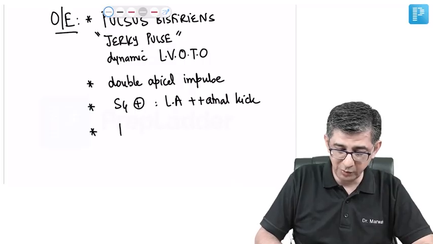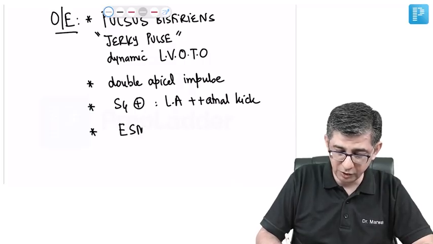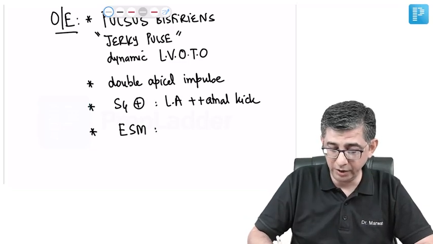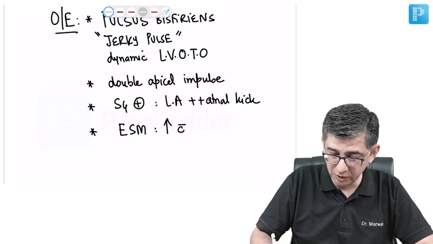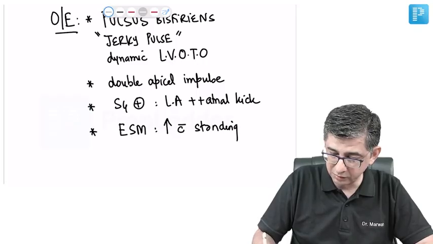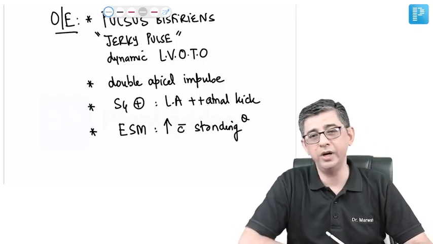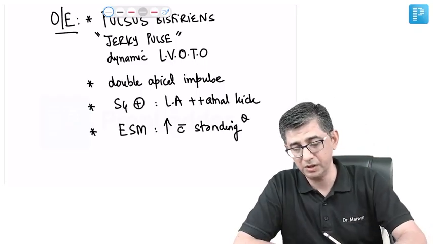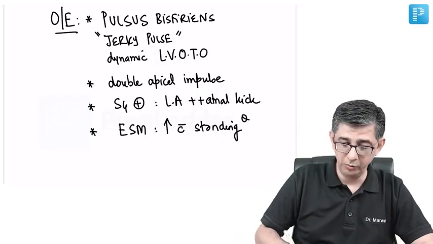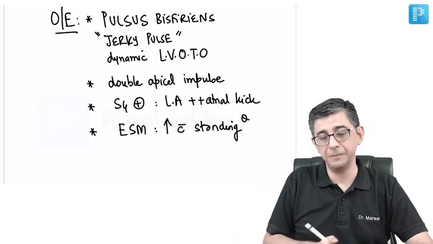As far as the murmur in these patients is concerned, I've already sensitized you to this. This would be an ejection systolic murmur, and the intensity of this murmur will increase with standing, whereas traditionally murmurs tend to decrease with standing. And this point has actually been asked in previous years in NEET PG. So I've just highlighted that statement because this is different from the routine ones.